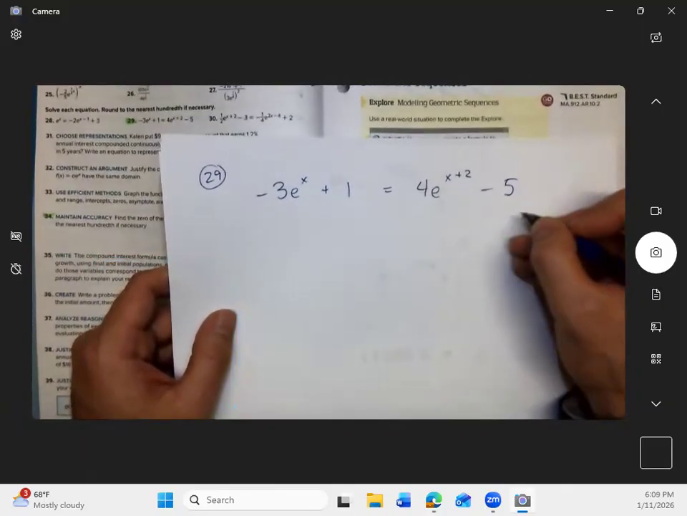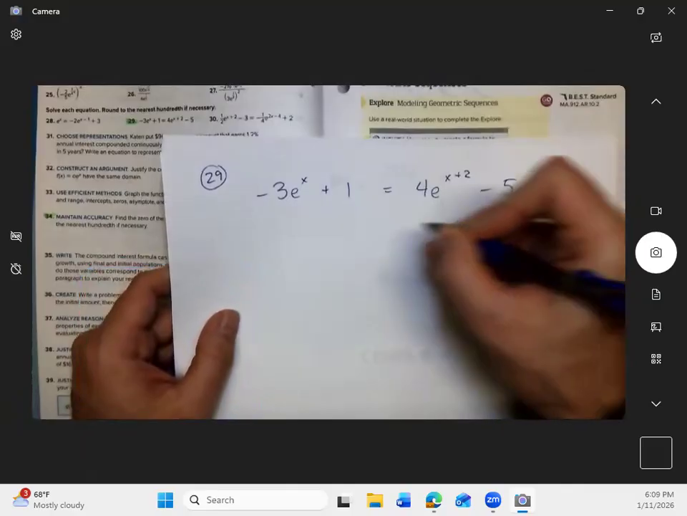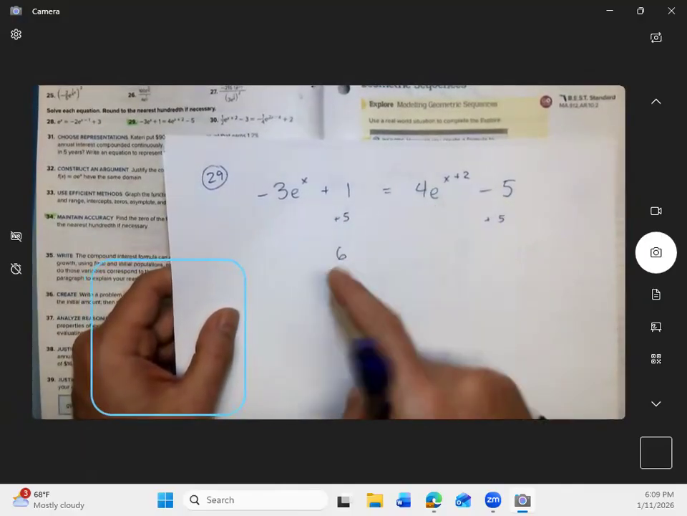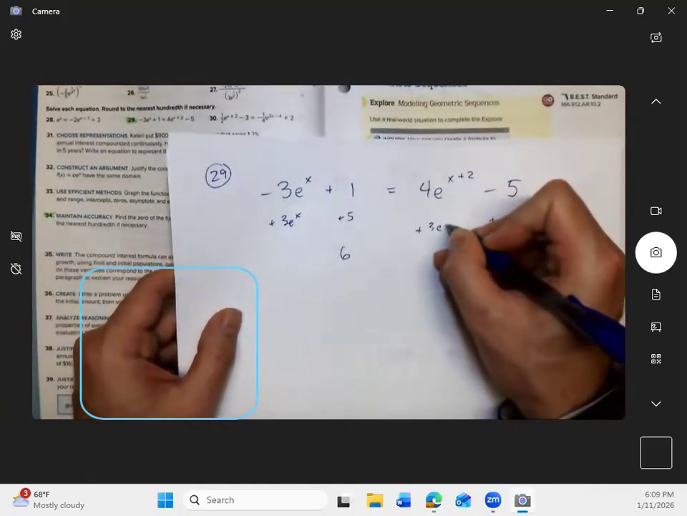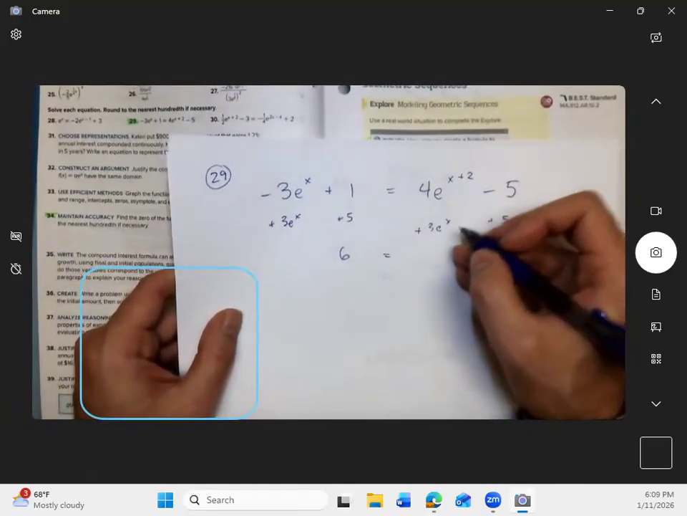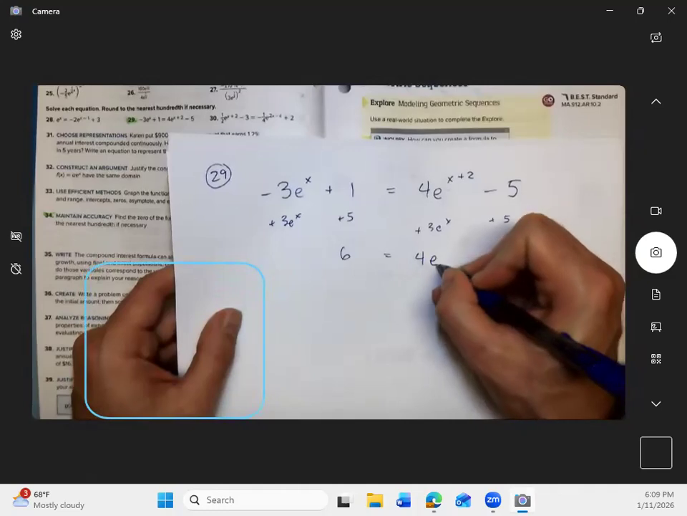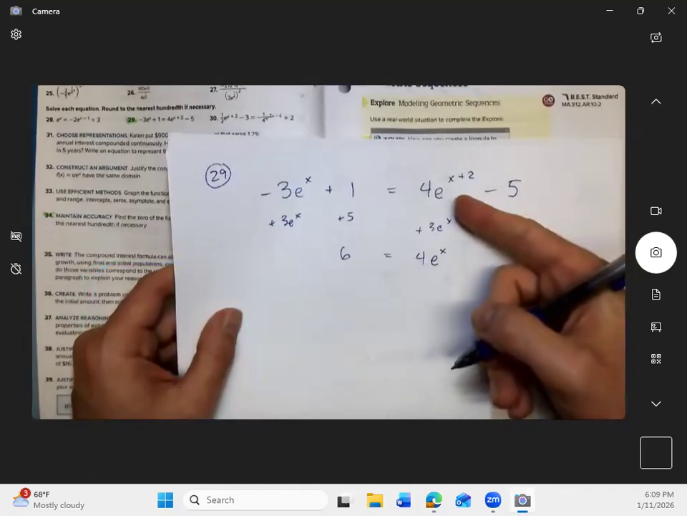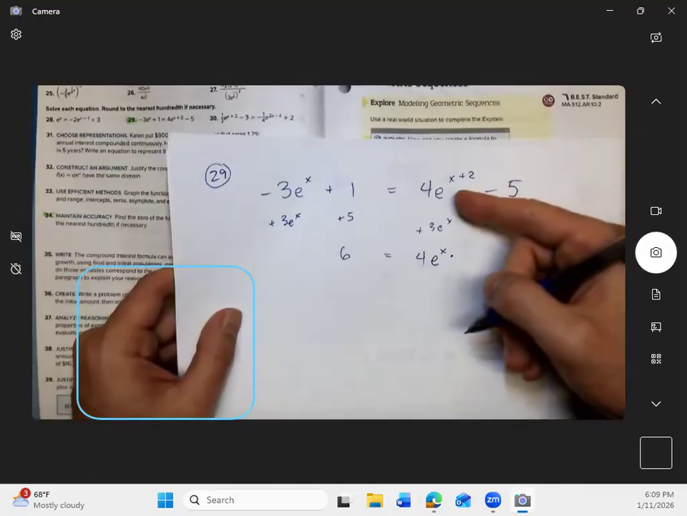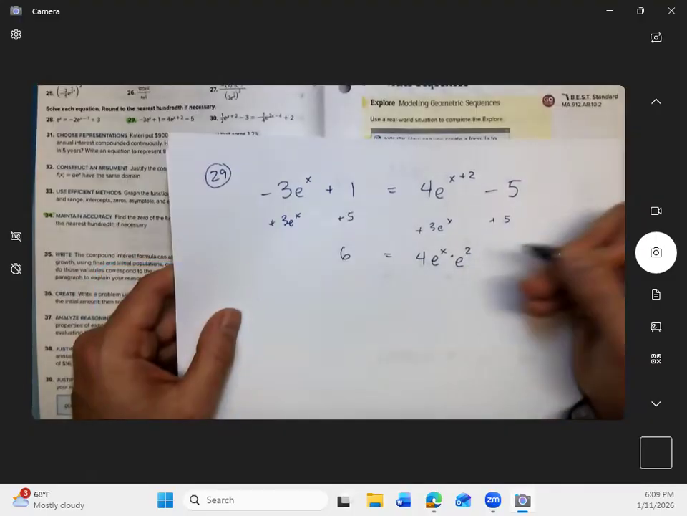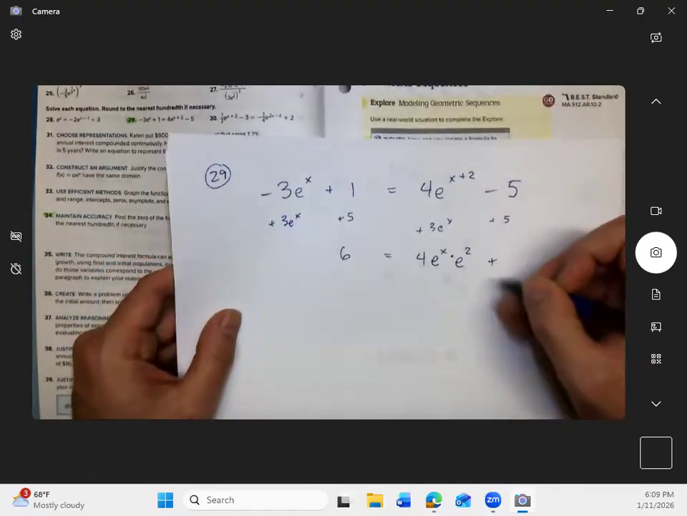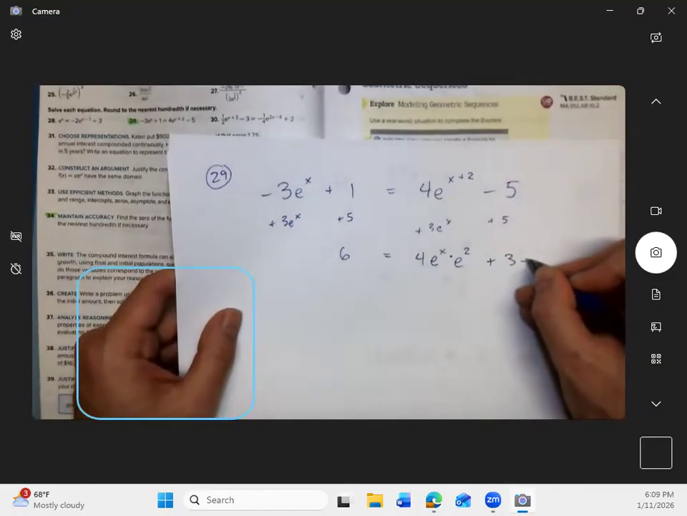So I could do plus 5 on both sides, so I'll get 6 over on the side. I'll do plus 3 e to the x on both sides, is equal to 4 e to the x, power rules. This could also be e to the x plus 2, same thing as e to the x times e to the 2. It's the same thing, right? But I need to add over this 3 e to the x.